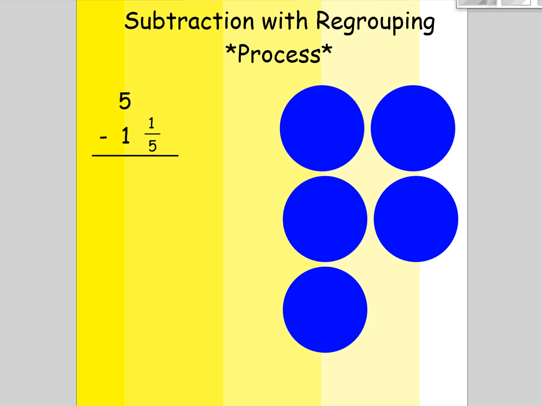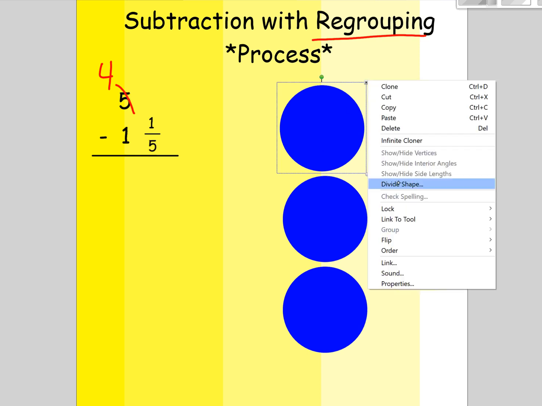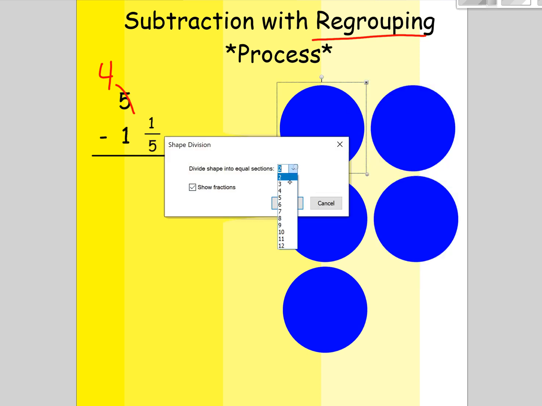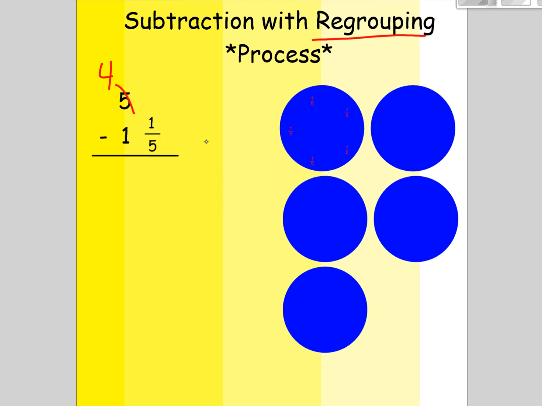Here's another example where we're going to regroup and go through the process of how we do the regrouping. So it's 5 minus 1 and 1/5. The first thing I do is change this to a 4. So I'm going to take this one and divide it this time into 5 pieces because that's what our denominator is. Our denominator is 5. So we've changed this by 1. We're going to call it 5/5.